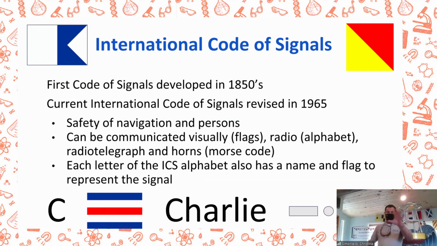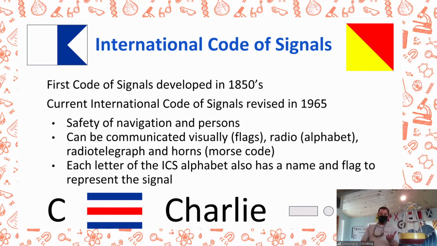All right, so here's some of the flags used to represent the Code of Signals. This Code of Signals was developed in the 1850s. It's been kind of revised as things change over the years with technology and ship traffic. And the current International Code of Signals that we use today was revised in the 60s. And it really focuses on safety of navigation and people as the most important things that they have to communicate with one another.